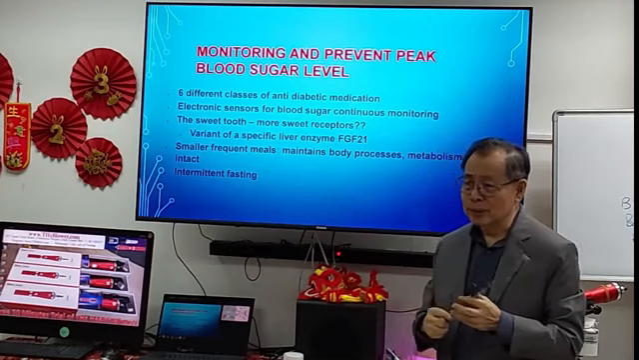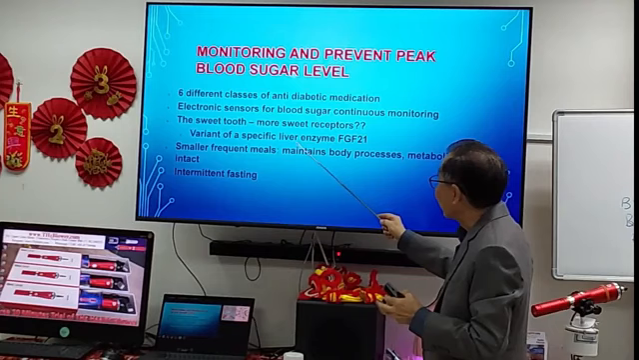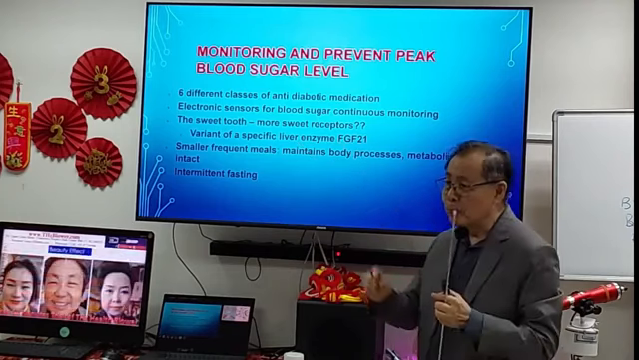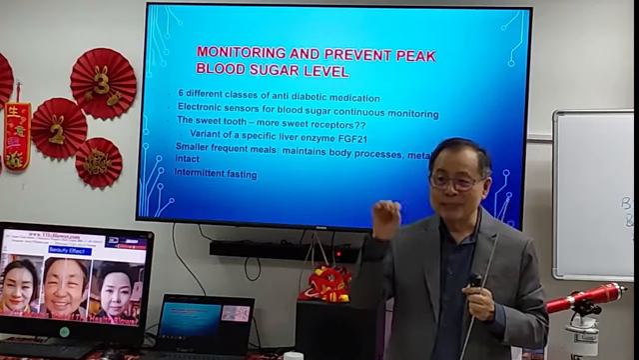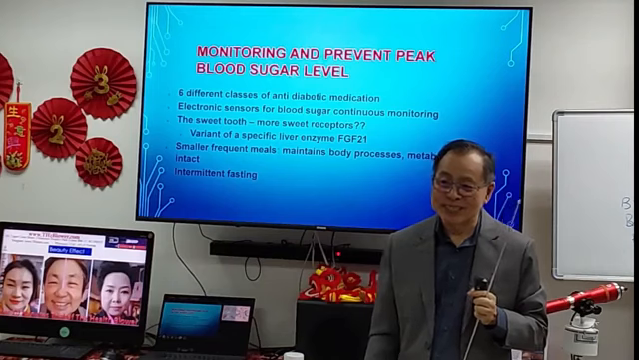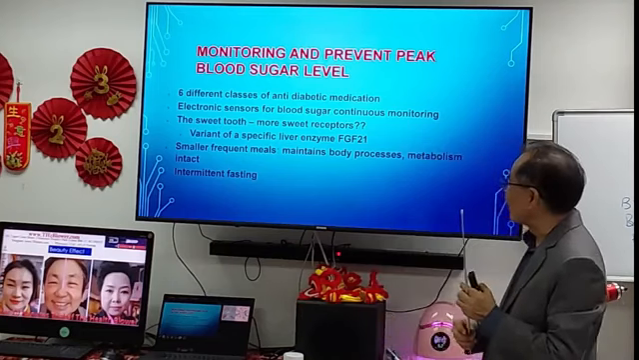Is there such a thing called a sweet tooth? Apparently there is. There is a liver enzyme called FGF21, which if you have it, you want to eat more. Chocolates, sweets, everything. Yes, there is a sweet tooth. But you've got to regulate it. Don't blame it on the sweet tooth.